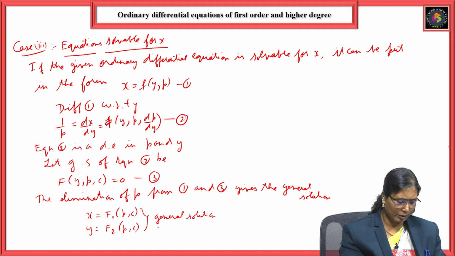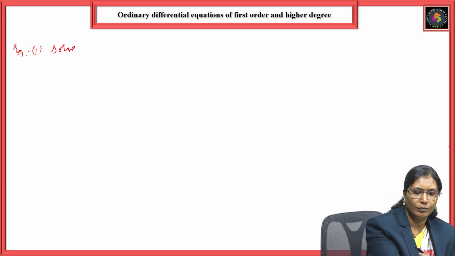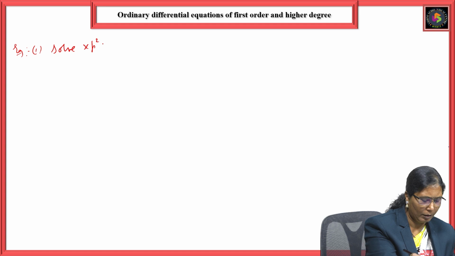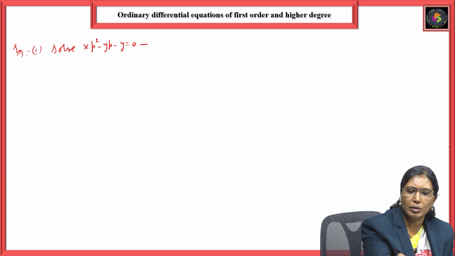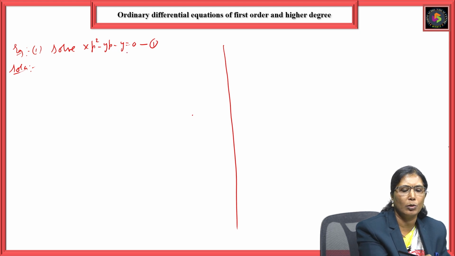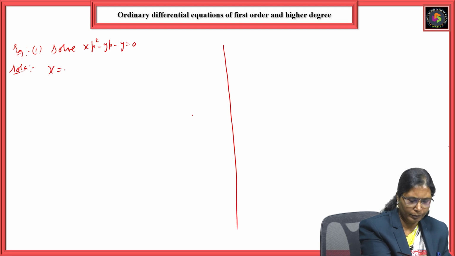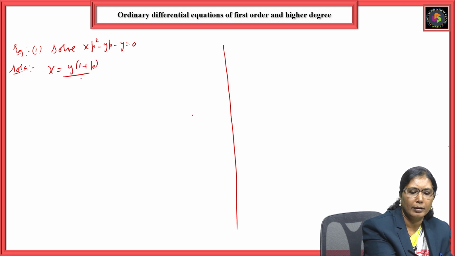So let us solve some problems. In equations solvable for x, we have the first example. Solve x p square minus yp minus y is equal to 0. Take this equation as 1. So we can write x in terms of y and p. Example: solve x p square minus yp minus y is equal to 0. We can write x in terms of y and p, so x is equal to y into (1 plus p) by p square. Take this equation as 1.